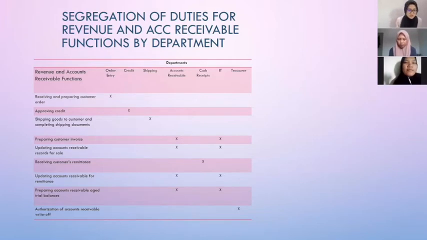As you can see, individuals who are involved in the order entry, credit, shipping, or billing function should not have access to the accounts receivable records, general ledger, or cash receipt activity. This is in order to avoid theft or fraud, and also to avoid errors, so that if one person makes an error, another person can monitor and correct the error.